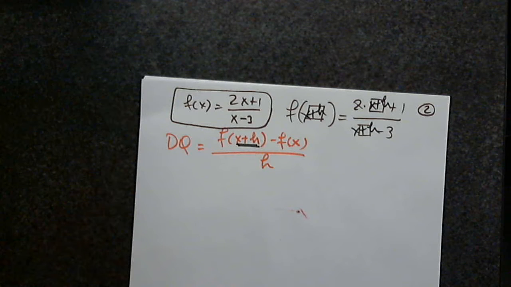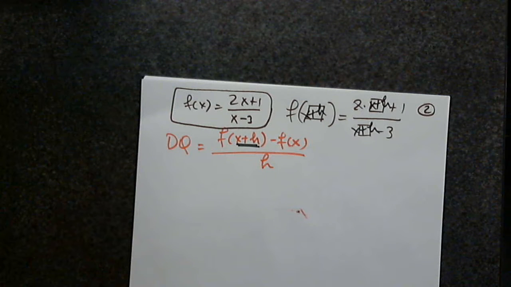Right. So now this piece is your x plus h. This piece is your x plus h. And this piece is your x plus h. It's not f of x plus h. Which becomes 2 parentheses x plus h plus 1 over x plus h minus 3. So f of x plus h will be twice x plus h plus 1 over x plus h minus 3. Is it better?